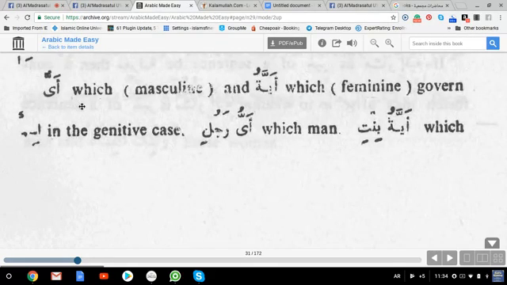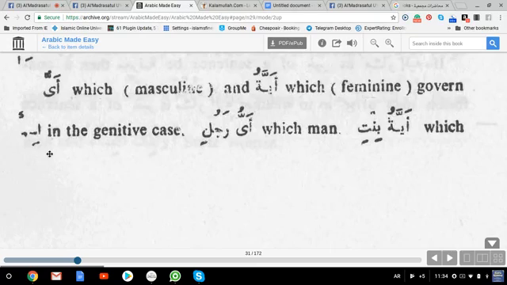Ayyun, which is masculine. Ay means which, but ayatu is not really commonly used in Arabic. Maybe in old classical Arabic, because it sounds a lot like the word ayat, which means verse in the Quran. So it's not commonly used in Arabic.